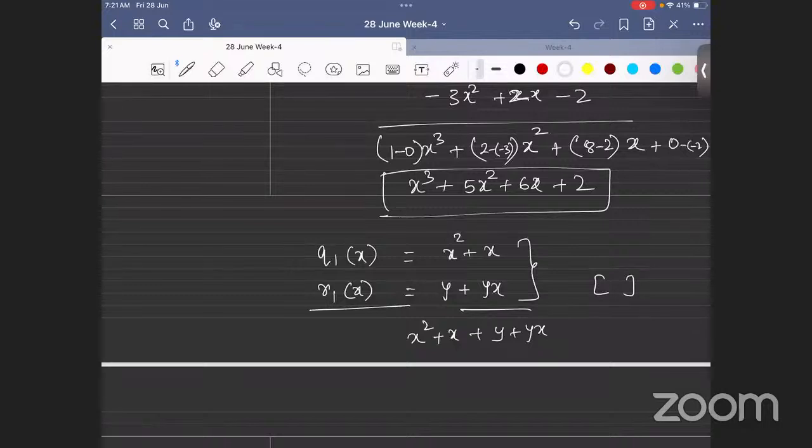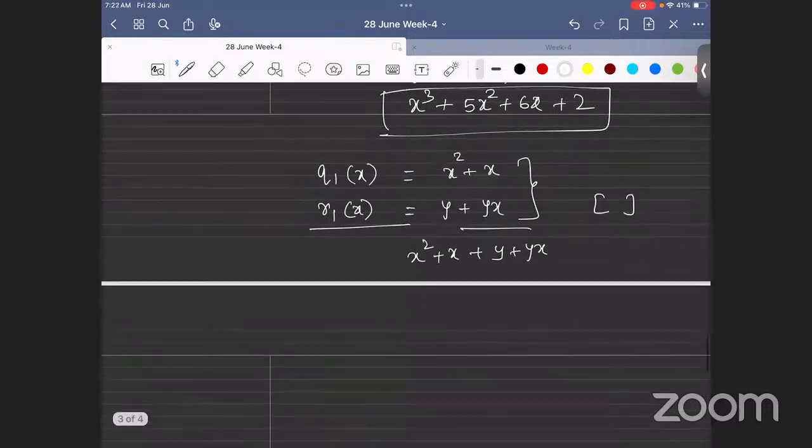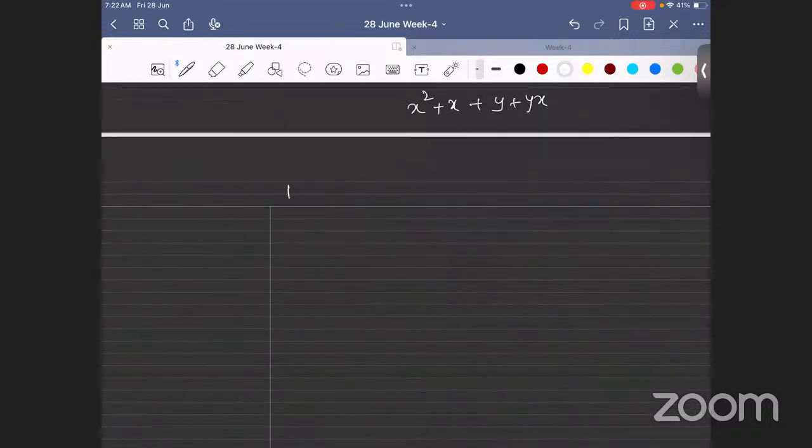But we can do multiplication and division. Multiplication and division you can do. Okay, let's move to the multiplication part.